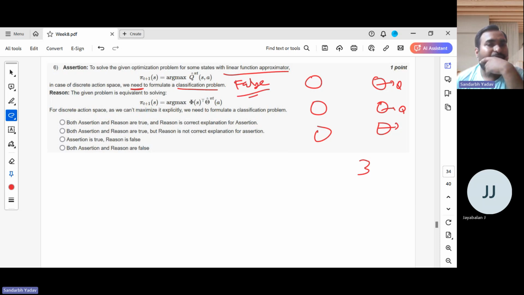The given problem is equivalent to solving pi t plus 1 max. Okay. Since they are using a linear function approximator, this is fine. But there is one more statement for discrete action space: as we can't maximize it explicitly, we need to formulate a classification problem. Again, this statement is wrong. We need not formulate a classification problem. We can formulate a regression problem and then take arg max over it. That is also fine. By classification here, they mean something like a policy network. But we can do it in value function based approaches also. We can formulate a regression problem.